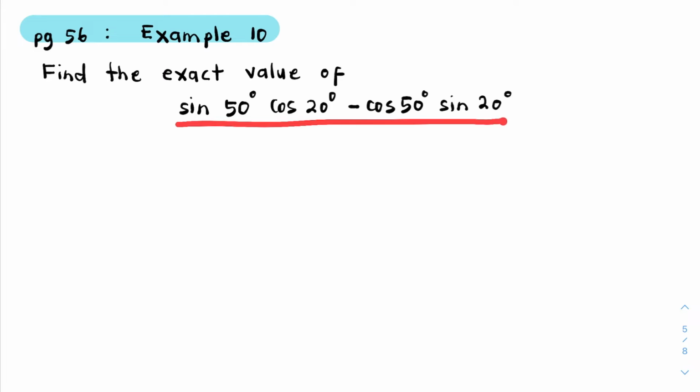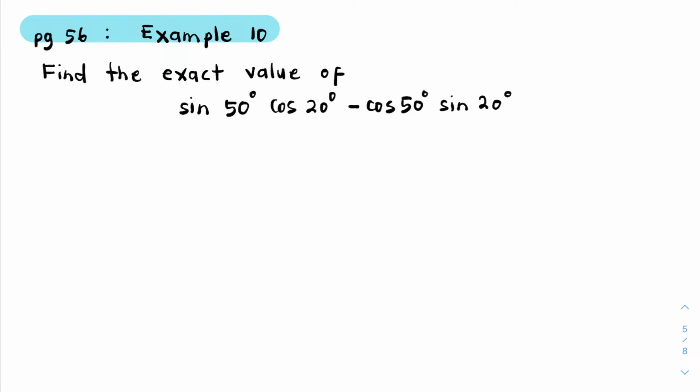See? It's vice versa. They give you sine 50 degrees cosine 20 degrees, minus cosine 50 degrees sine 20 degrees. Now, for this kind of question, the first thing you have to do is compare and contrast with the formulas that you have. You're going to have a list of a lot of formulas.